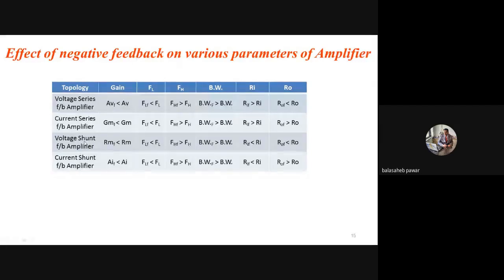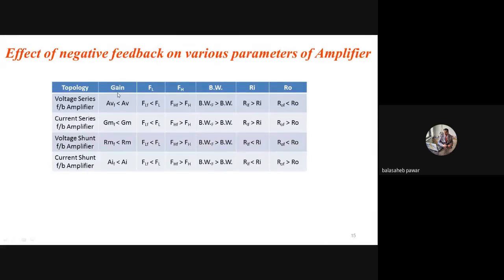Only you have to concentrate on voltage series and current series feedback amplifiers. To see, you will observe the gain. The first parameter I have taken in this table is gain. In the first analysis, we derived that AVF is less than AV, and mathematically we proved it also: AVF equals AV by 1 plus beta AV, or just A by 1 plus beta A. That 1 plus beta A term we define as the desensitivity.